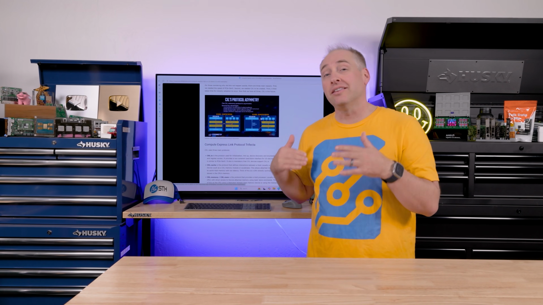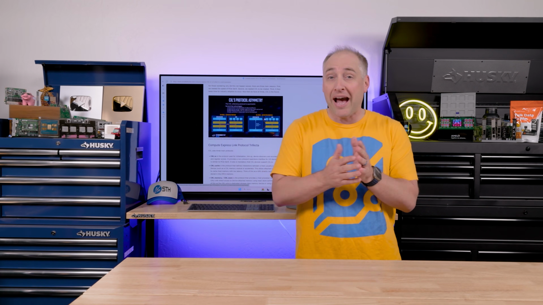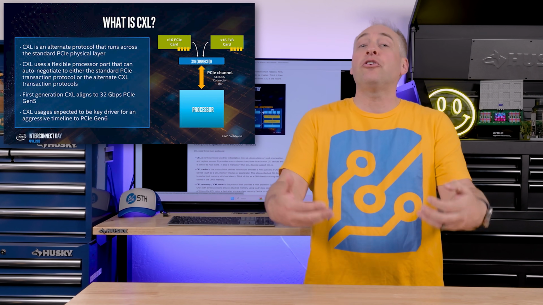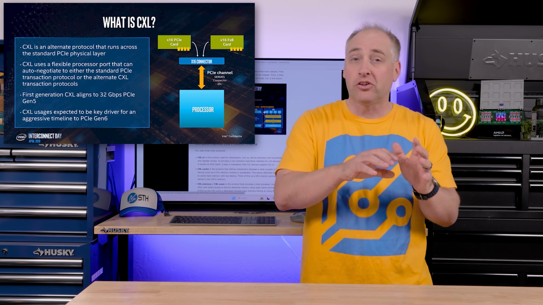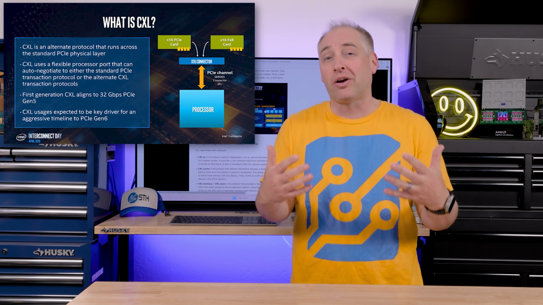CXL takes the lanes that we would normally have as PCIe lanes, and instead of running the PCIe protocol and passing those packets across the PCIe link, CXL is a different protocol running over those same wires. So you can think of it like the physical layer is still those PCIe lanes, but there's a different protocol running over it.